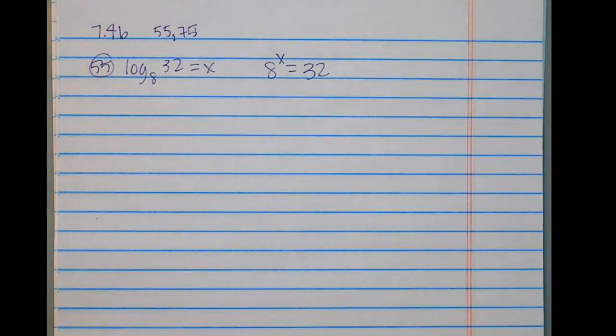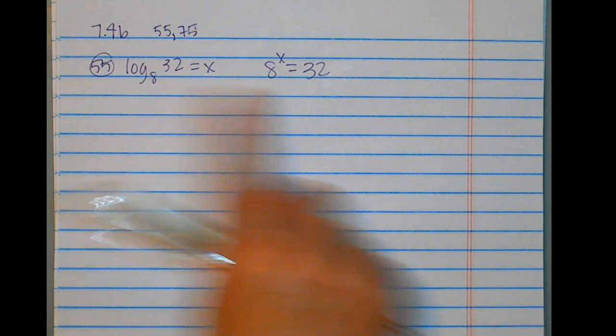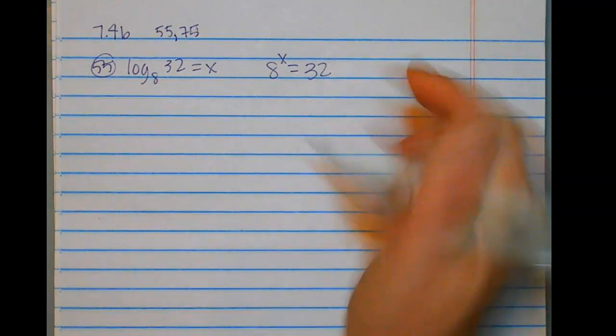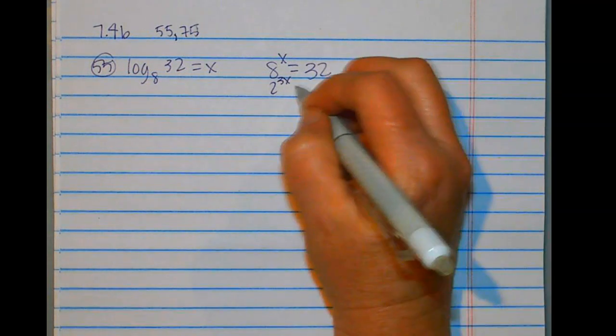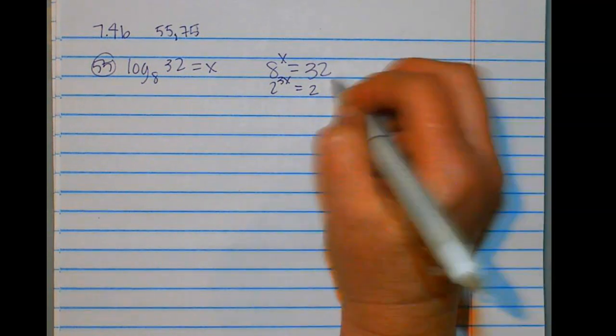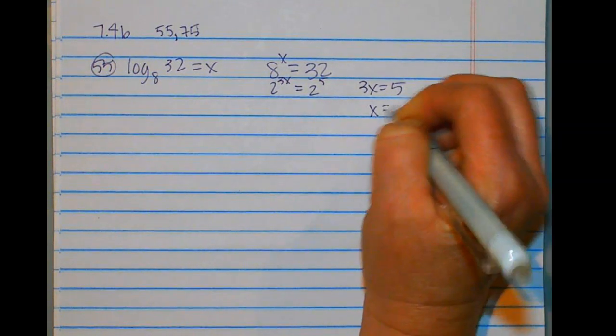And then we can use their hint easier, in my estimation, rather than having 8 as a base with exponents, which is awkward. Now if we rewrite 8 as 2 to the third, so 2 to the 3x equals 32, which is 2 to the 5. Now we have 3x equals 5, and it feels straightforward, x equals 5/3.